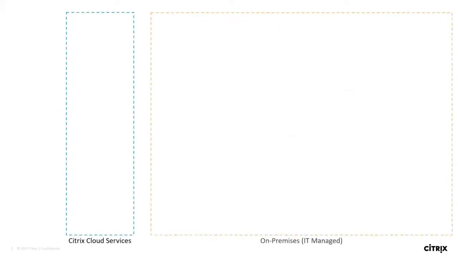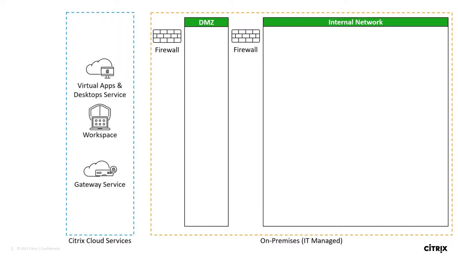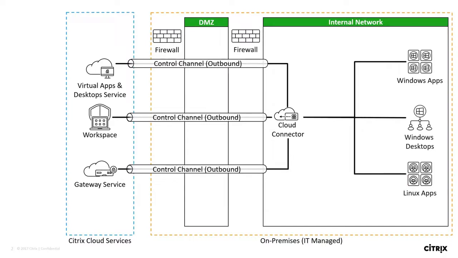Architecturally speaking, what we end up having is a cloud-hosted environment as well as an on-prem environment. In our cloud environment, we have the virtual apps and desktop service, we have the workspace experience, and then the gateway service. In the on-prem data center, we implement cloud connectors that create secure outbound connections to those cloud services. From there, the cloud connector is able to allow the cloud services to create and manage your on-prem virtual desktops. They could be Windows published applications, Windows desktops, or Linux apps and desktops as well.